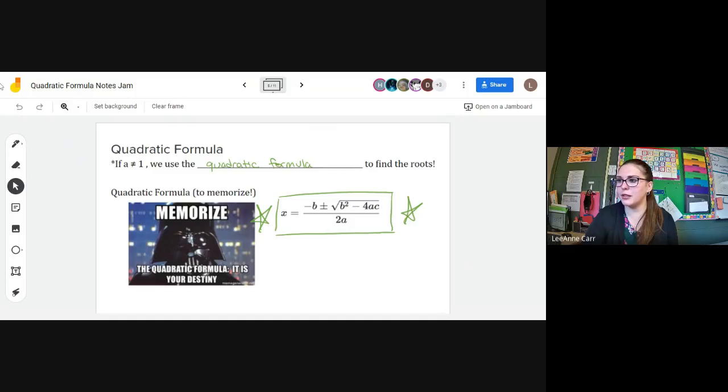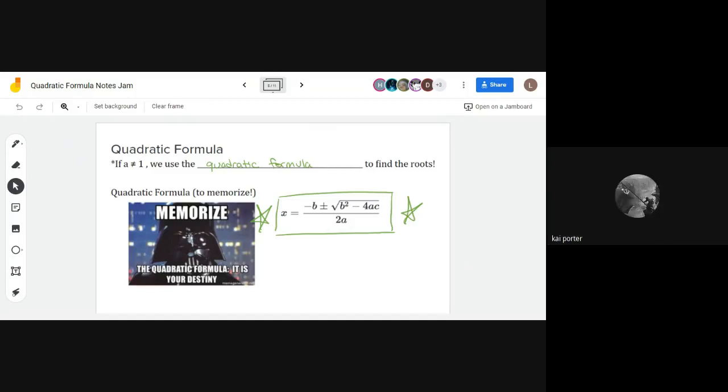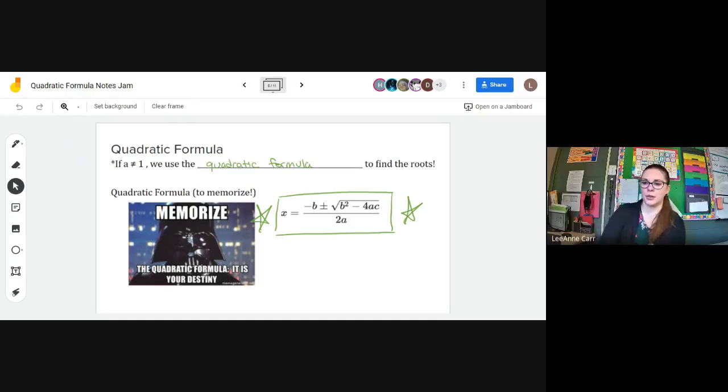I saw a hand going up and down. Kai, did you have a question for me? No, it just had the box highlighted, and I was trying to get it to unhighlight itself. Oh, okay, cool. All right, so I'm going to give everybody a bonus 20 seconds here just to absolutely make sure that you write this formula down. Again, you are making sure you are writing this down.